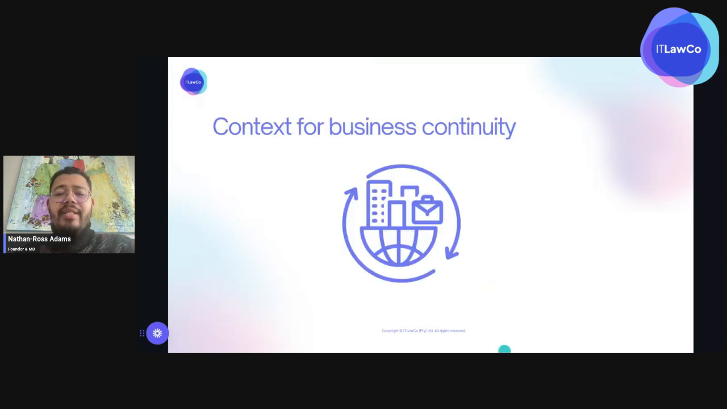Now, the context for business continuity, this is often overlooked, and so I thought I'd spend a bit of time just delving into the context. And by context, I mean, why do we need business continuity? And the reality is that businesses, it's in the title, businesses need to be able to continue. And it is essentially a leadership function to ensure, from a corporate governance perspective, that the business does continue.